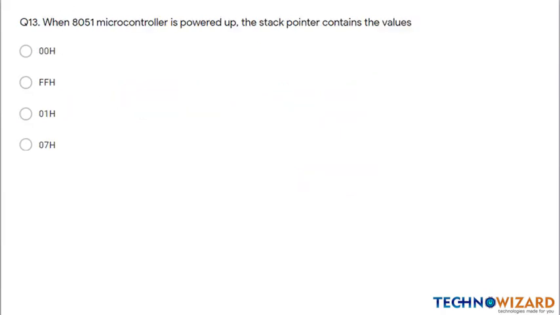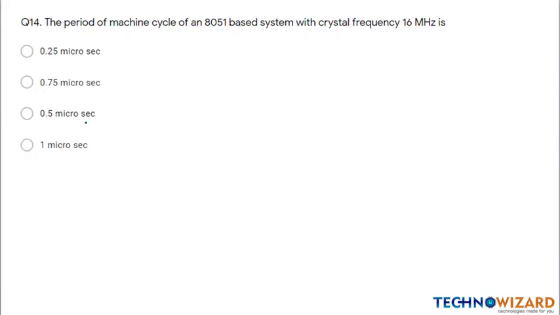When the 8051 microcontroller is powered up, the stack pointer contains the value of 07H. Remember this question. Question number 14, that is important. This is also a previous year paper question.